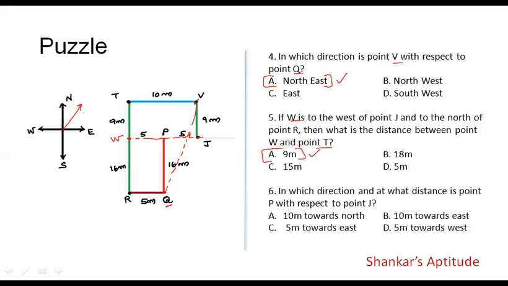And then the question: in which direction and at what distance is point P with respect to point J? We can see that point P is located here, point J is located here. With respect to point J, P is located towards the west and the distance corresponds to 5 meters. So 5 meters towards west. Option D will be the final answer for this question. I assume this explanation is clear for you.